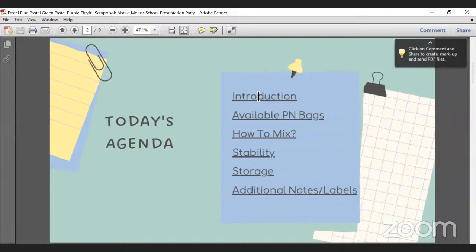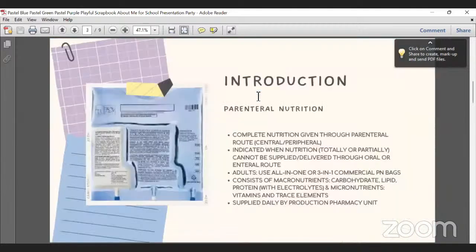So this is today's agenda under my part. I'll be explaining a bit regarding the parenteral nutrition dilutions, especially for the adult bag. A bit of introduction regarding parenteral nutrition.